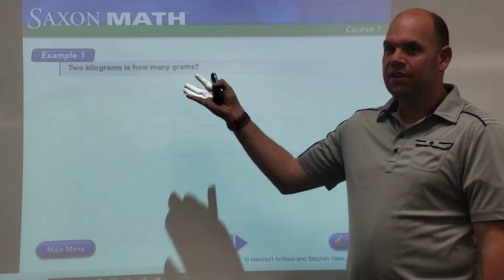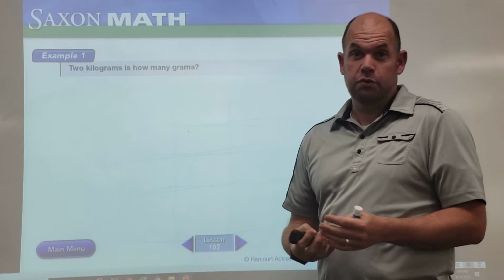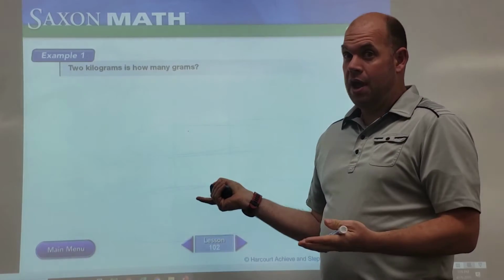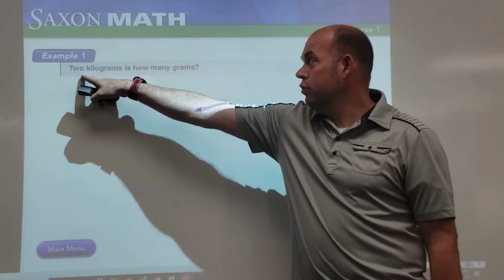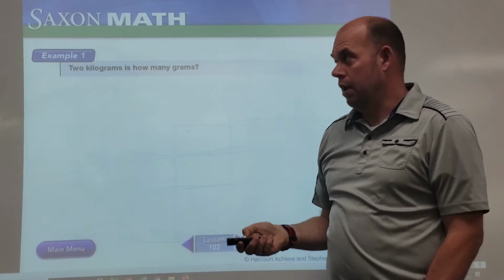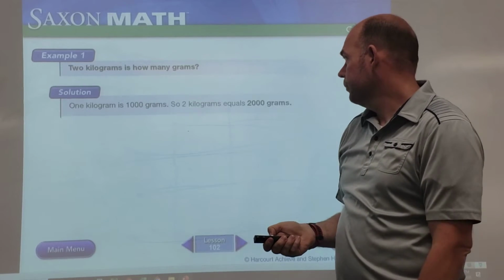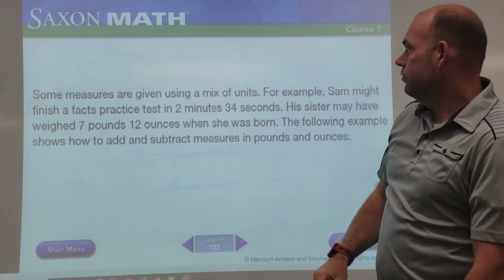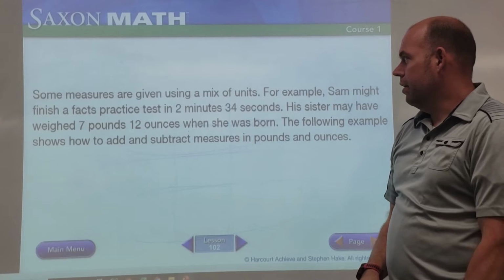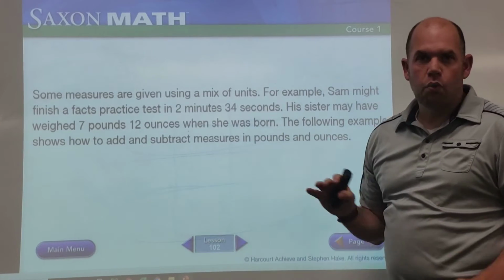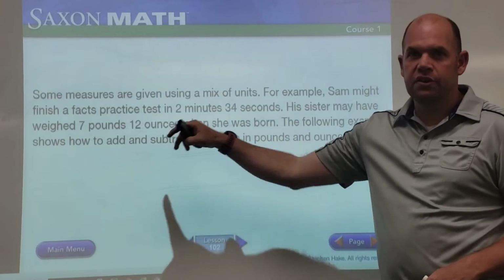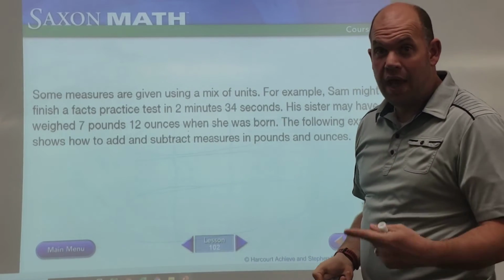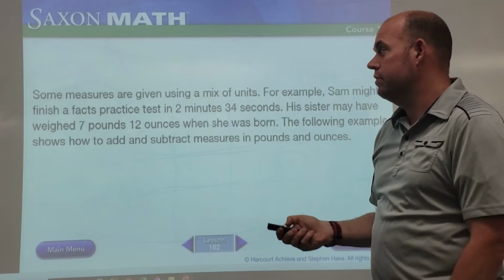How many grams are in a kilogram? Well, it's the metric system, so it's easy. 1,000 grams equals a kilogram, so if we have 2 kilograms, this is going to be 2,000 grams. Easy. Some measures are given using a mix of units. We've done this before, for example minutes and seconds, or pounds and ounces. Now we're going to practice adding and subtracting using those mixed units.